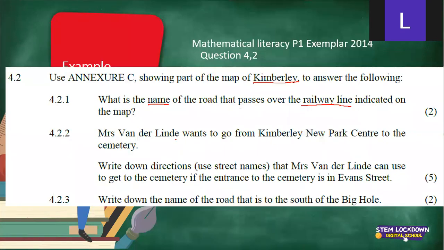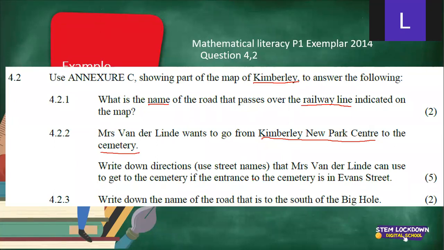Mrs. van der Linde wants to go from Kimberley North Park Central to the cemetery, right? So we need to identify Kimberley North Park Center. We also need to identify a cemetery on the map, right? Now the question says, write down directions. Here, when I say directions, they're giving a clue, use street names. They don't mean generic direction. They actually need a specific or detailed direction that Mrs. van der Linde can use to get to the cemetery.